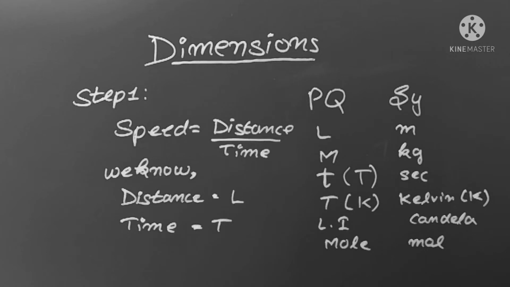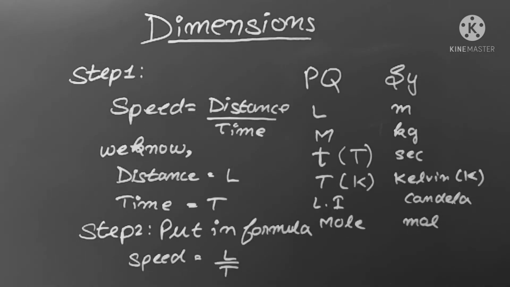and time is equal to T, so we are using the physical quantity T. Now the second step is to put these L and T in the formula. So speed is equal to L upon T. Now we can see that L upon T can also be written as L to the power 1, T to the power minus 1. Use the brackets carefully. These brackets mean dimensions of the derived quantity.